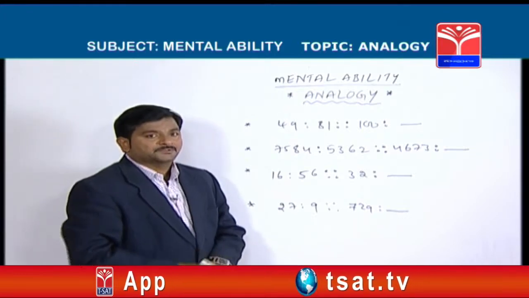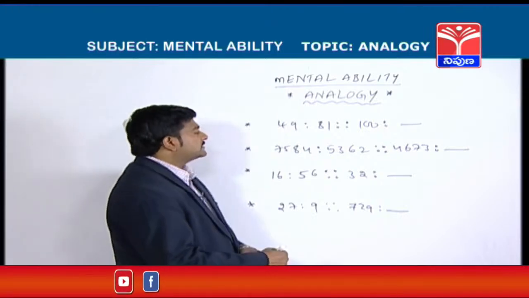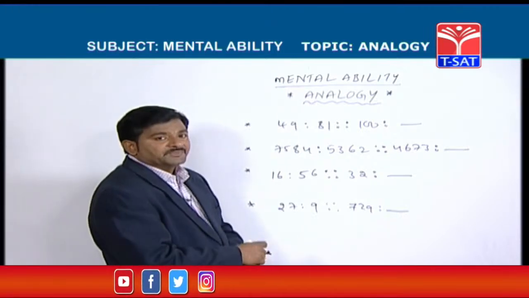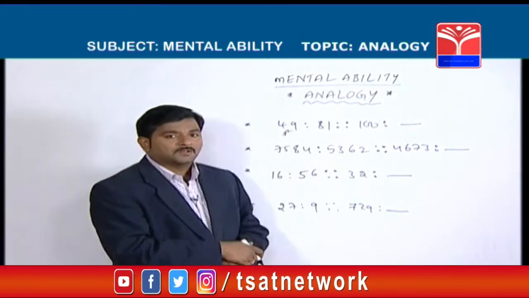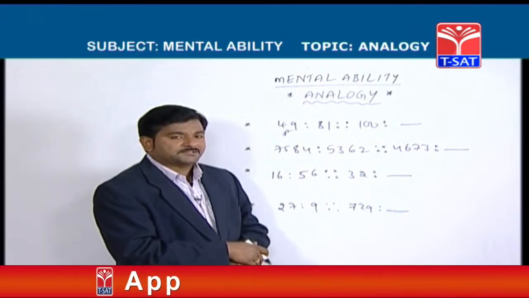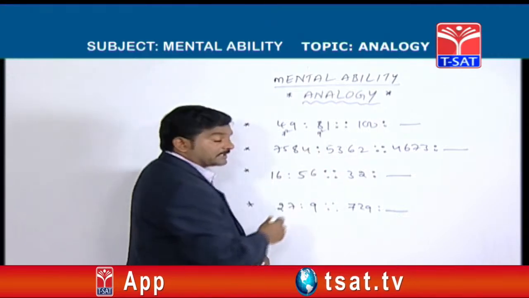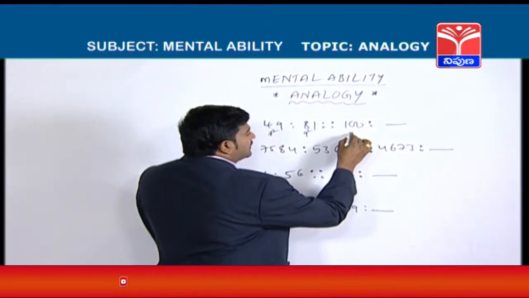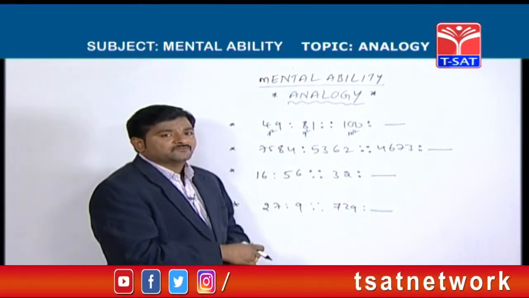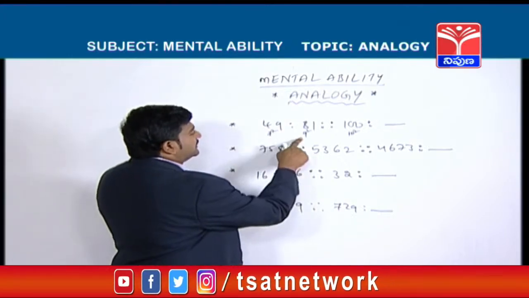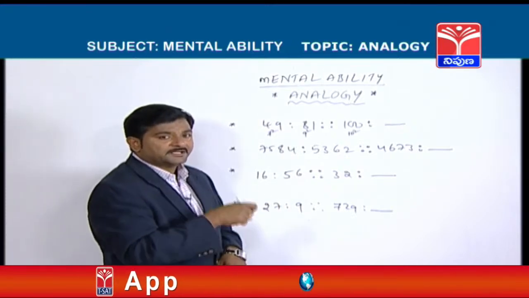Now observe the first example here. 49 is to 81. So what does it mean here? 49 means we can write 7 square. 81 means 9 square. What about 100? 100 means 10 square. All are squares only. But there is a logic involved in that. So here 7 square, 9 square. For 7 he added plus 2. That's why we are getting 9.